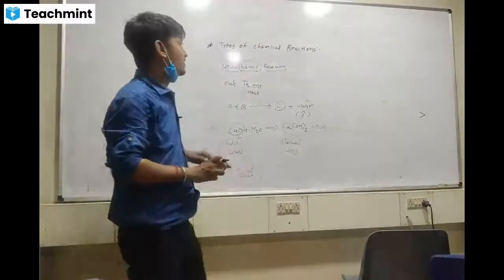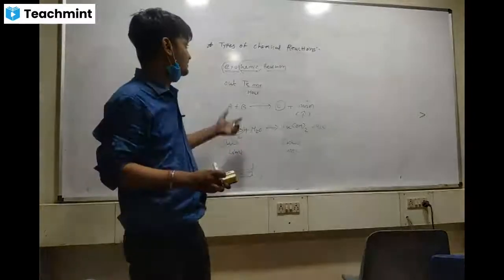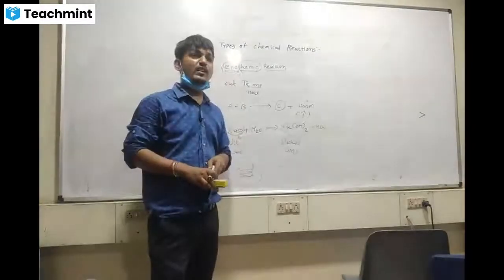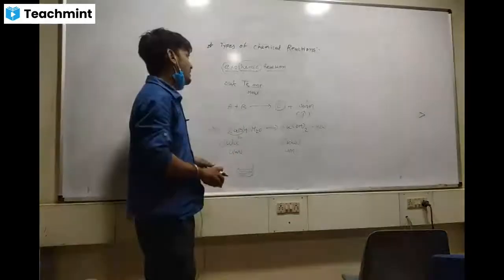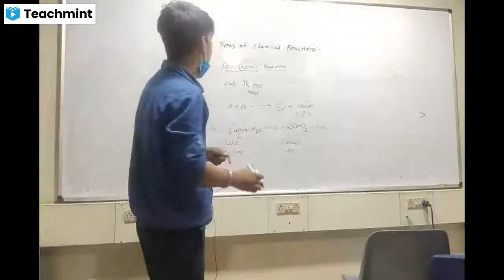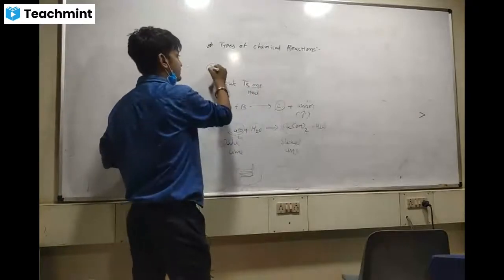Okay, so this one is known as an exothermic reaction. So in an exothermic reaction, what happens? Energy or heat is produced during the course of the reaction. Our next type is endothermic reaction. Our second type is endothermic reaction.